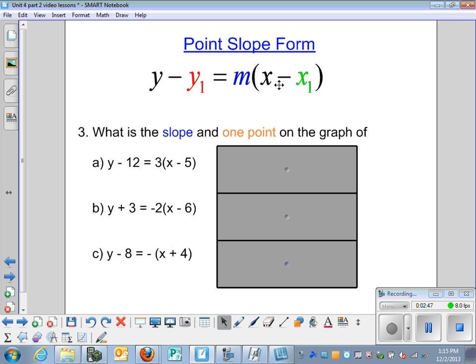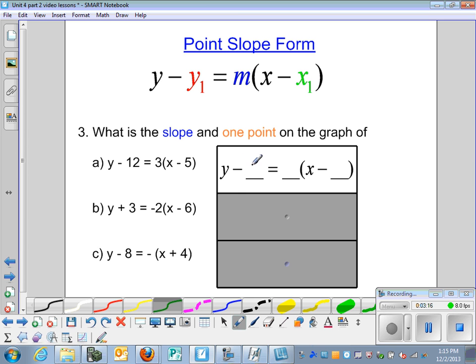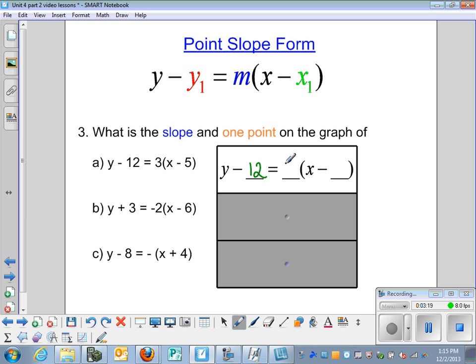Okay, point slope form. Sometimes when we're working with point slope form and we have negative x or y values in our ordered pair, we get a little confused. So let's practice that for a minute. What is the slope and one point on the graph of y minus 12 equals 3 times x minus 5? Here's our skeleton for our formula. So y minus 12 is equal to the slope of 3 times x minus 5, which is my x value. So a point on that line is (5, 12), and the slope is 3.